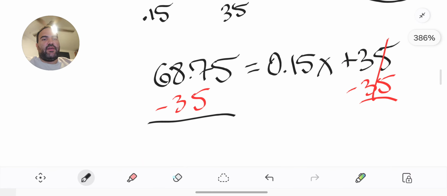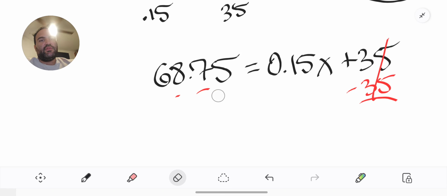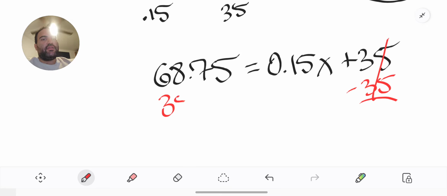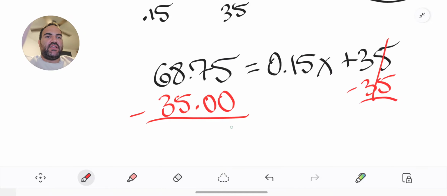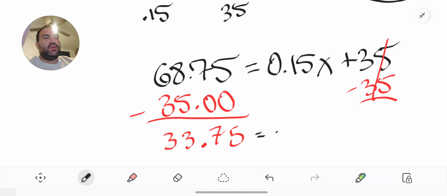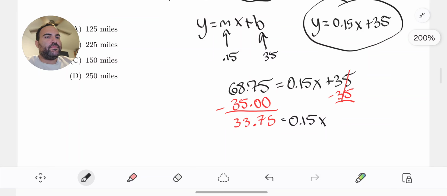All right, we got to do that by hand. I'm actually going to write it more. I'll line it up at the same time. So we got to subtract 35. We got to line up the decimal. Let's do this. We're going to subtract. 5 minus 0, 5. 7 minus 0, 7. Sorry if my dog barks. 8 minus 5, 3. 6 minus 3, 3. So we got 33.75 equals 0.15x. Nice. We're almost there.